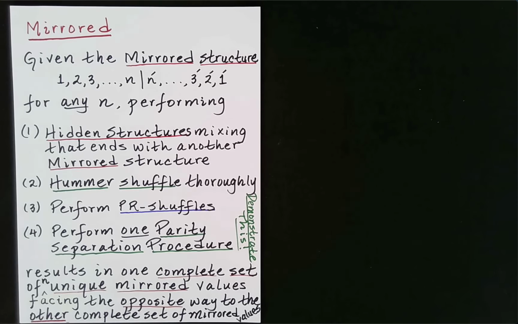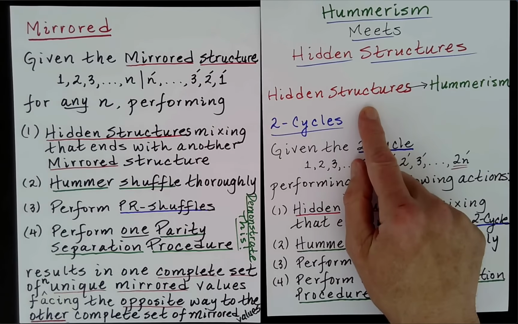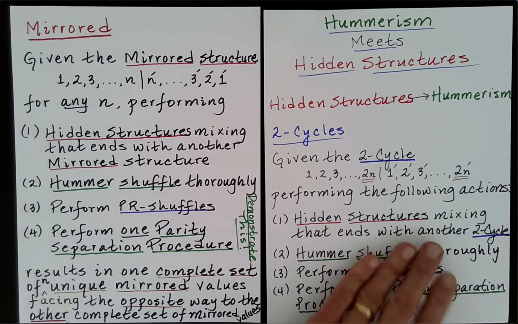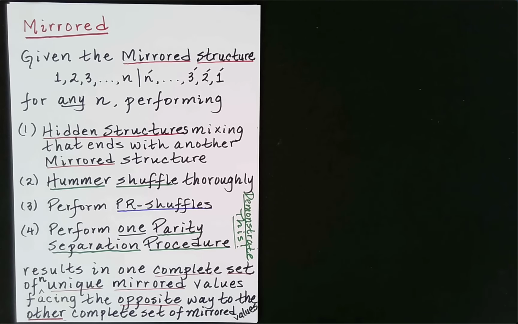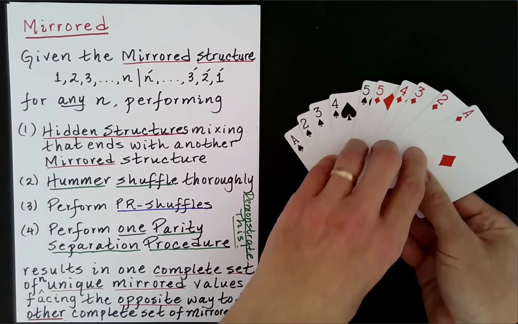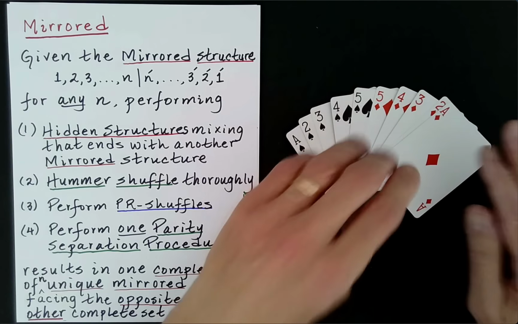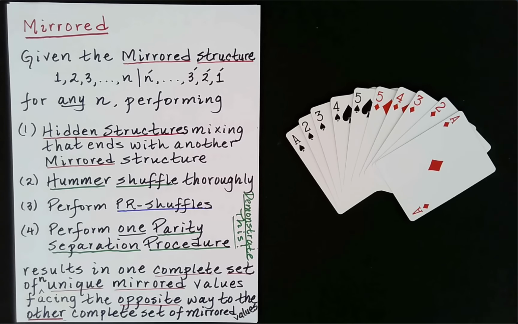Okay, so what that has done so far is going back to this. Remember, we're going from hidden structures and then we're taking it into the world of Hummerism. Okay, so we've done 2-cycles. Let's do mirrored structures. As we look at mirrored structures and AMP structures and their relationship to Hummer shuffling, you're going to find that you may be able to anticipate the kinds of outcomes that we'll get.